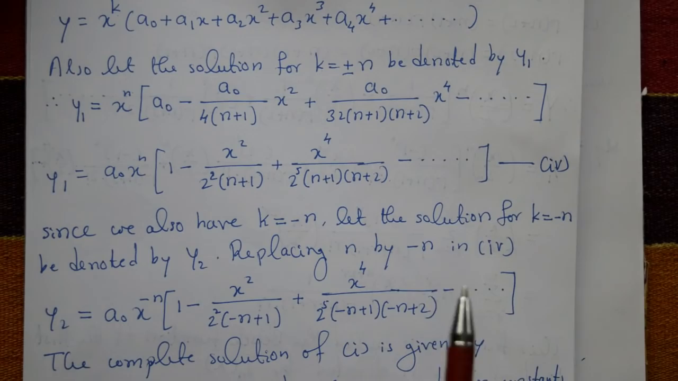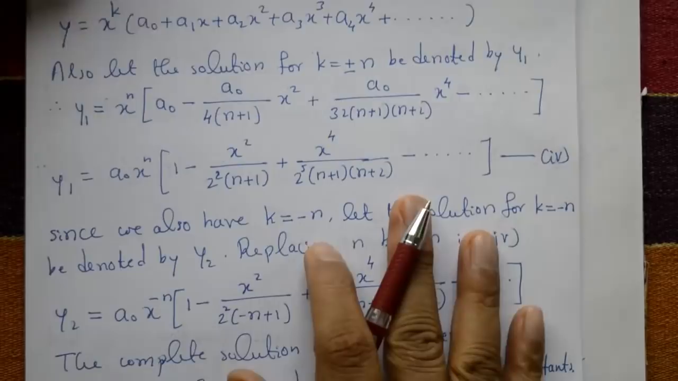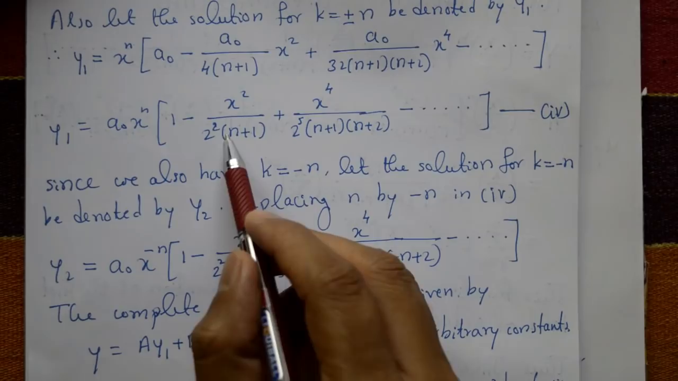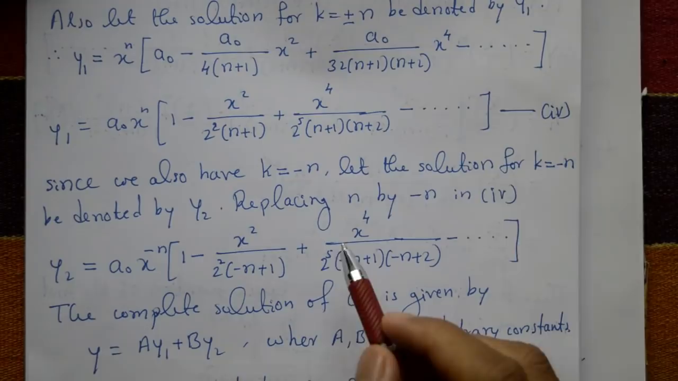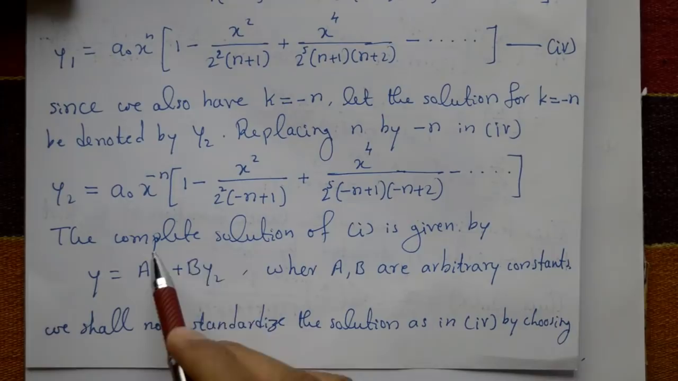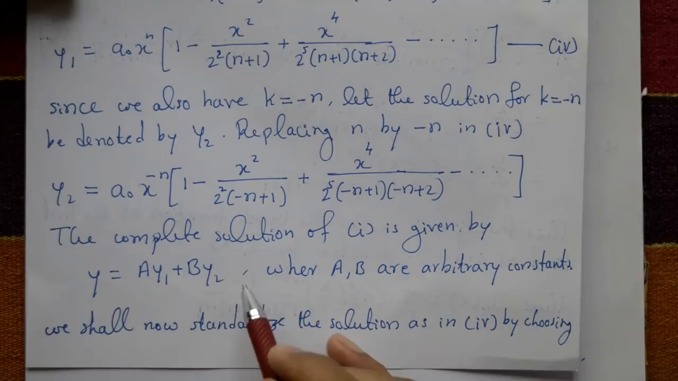So not necessary, again we follow these steps. Just put n equal to minus n in equation number 4. Now this is y2 equals a0 x to the power minus n, times the bracket 1 minus x square, and so on, with n replaced by minus n. Now the complete solution of equation 1 is given. This is y equal to a y1 plus b y2, where a and b are arbitrary constants.